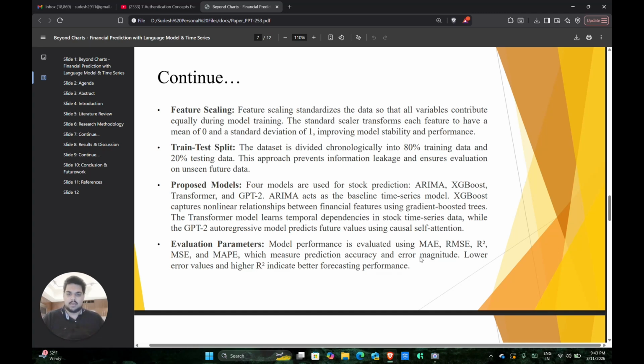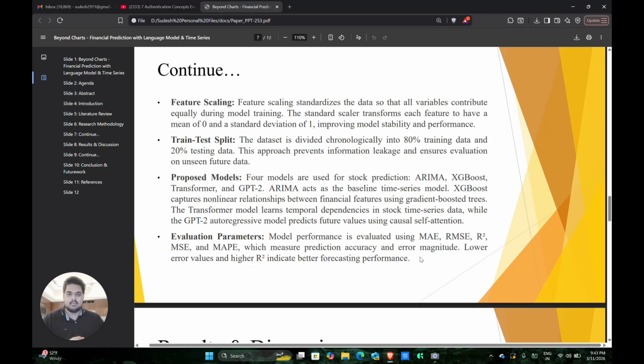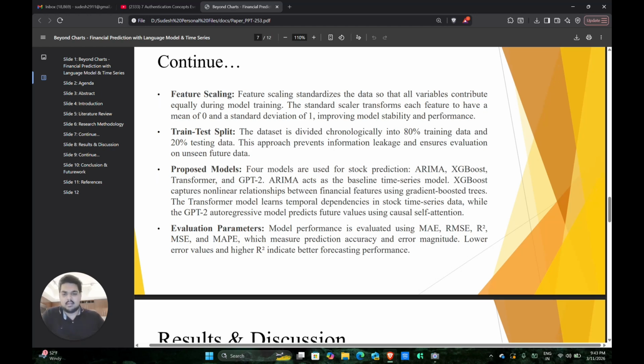Evaluation parameters. The parameters which were used were MAE, RMSE, R square, MSE, and MAPE, which is mean absolute percentage error, which I said earlier. These are considered standard for any forecasting model. So these were measuring prediction accuracy and error magnitudes. R square is a good example for that, and lower error values and higher R square indicated better forecasting performance, which was set as the baseline.